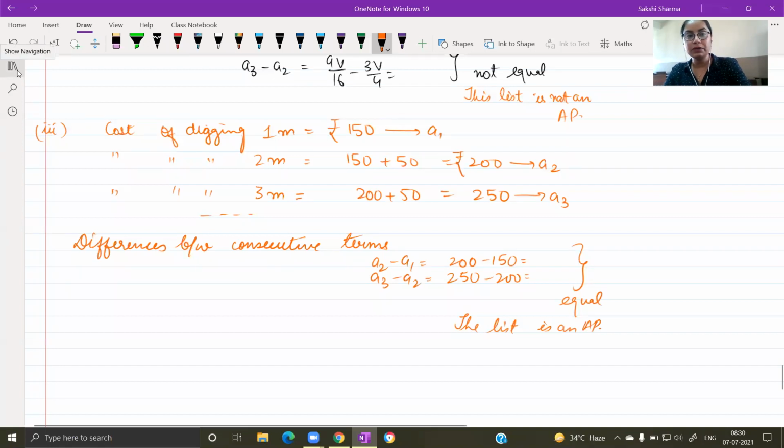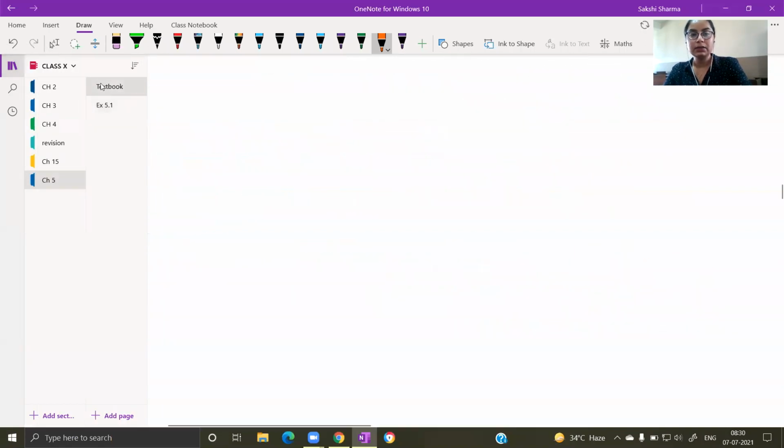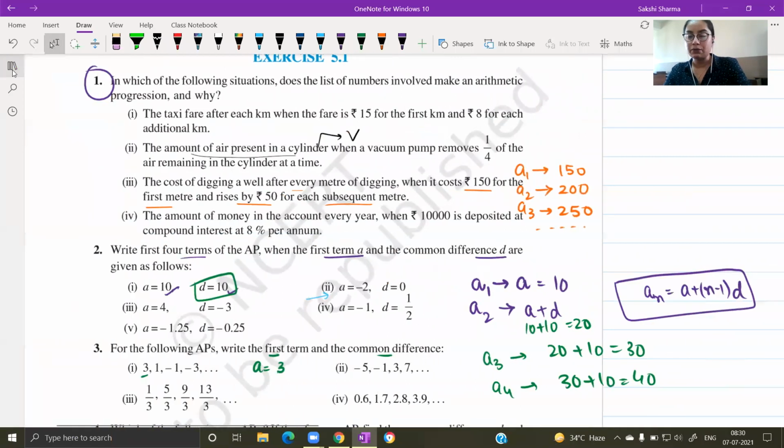This one is similar to the first part of your exercise. Fourth part here: the amount of money in the account every year when 10,000 is deposited at compound interest at 8% per annum. You remember how we calculate compound interest? Can anyone give me the formula to find out the compound interest?